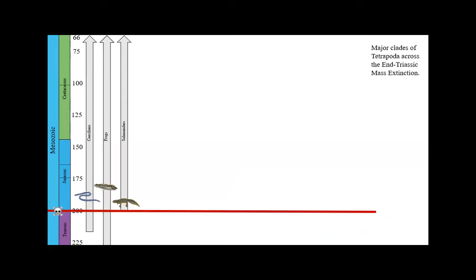We have the inferred presence of salamanders in the Triassic. We don't have any good fossils of them that are diagnosably for sure salamanders. We do have very solid salamanders as soon as the Jurassic starts. And obviously there are salamanders outside right now in this county. So salamanders, frogs, and Sicilians interact with that extinction boundary like this.